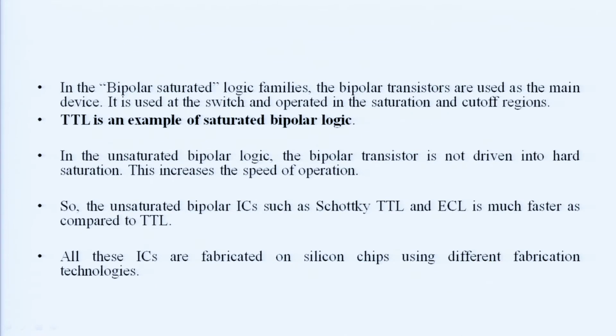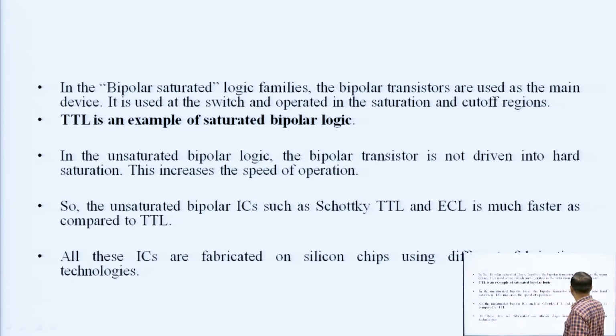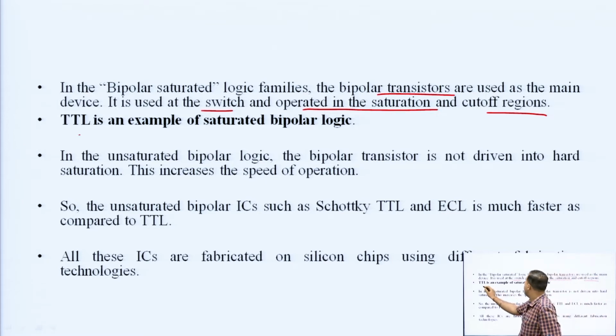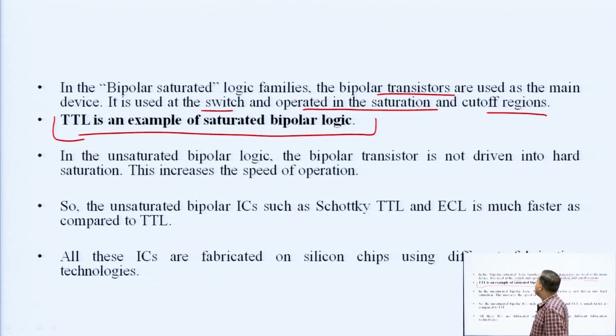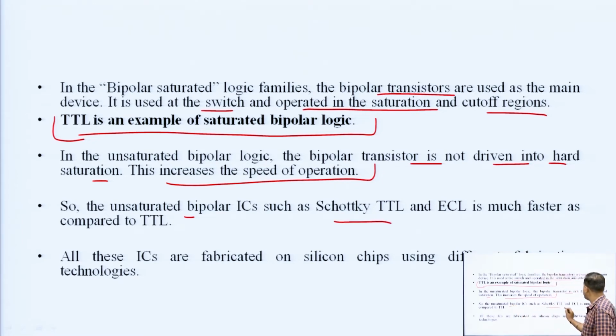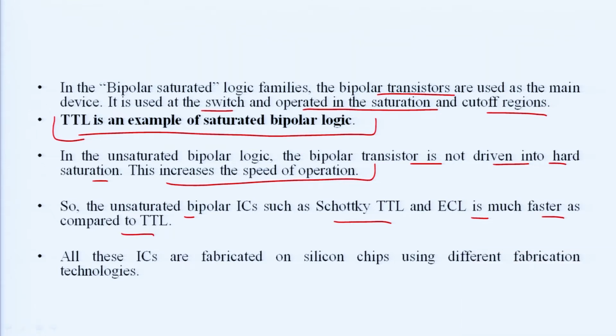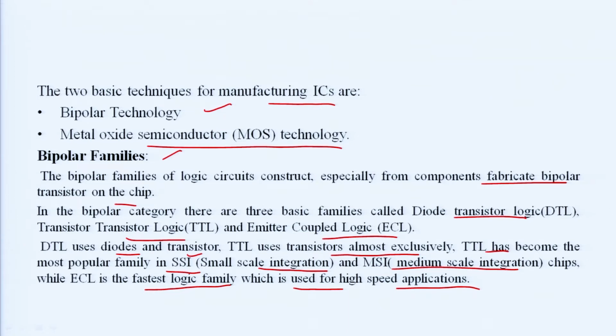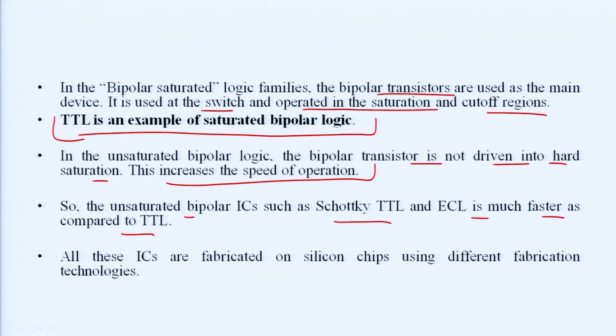Next, in the bipolar saturated logic families the bipolar transistors are used as the main device, as a switch, and operate in the saturation and cutoff regions. TTL is an example of saturated bipolar logic. This is a very important point. In the unsaturated bipolar logic, the bipolar transistor is not driven into hard saturation. This increases the speed of operation. So, unsaturated bipolar ICs such as Schottky TTL and ECL are much faster compared to TTL. Already we have discussed that ECL is used for high speed applications, and this is the reason for the high speed, because the transistor is not driven into hard saturation. That is why they have faster speed. All these ICs are fabricated on silicon chips using different fabrication technologies.